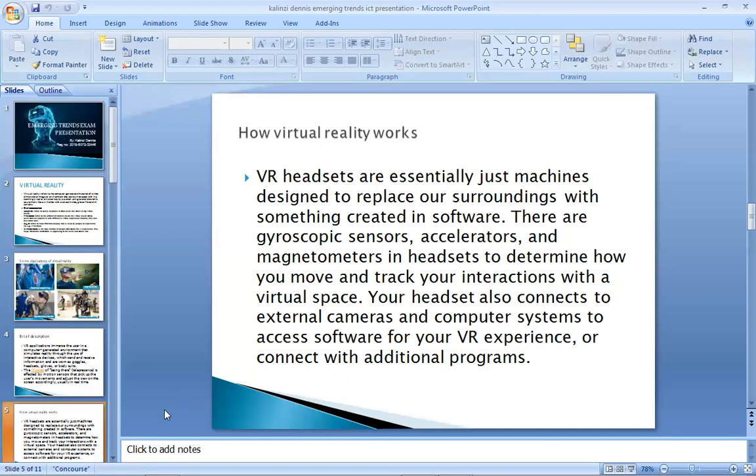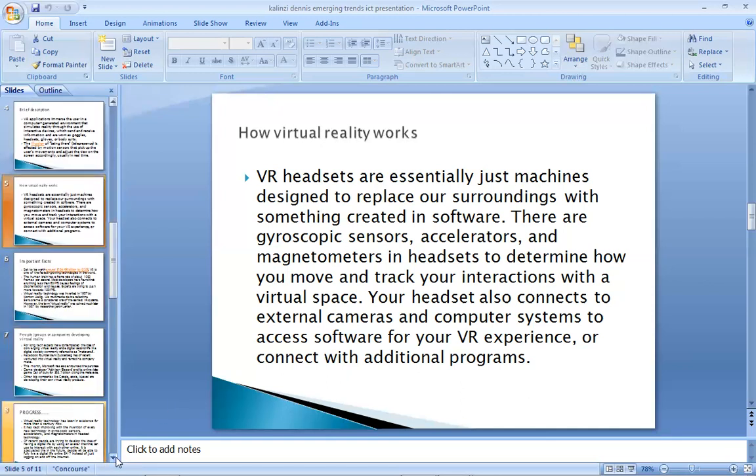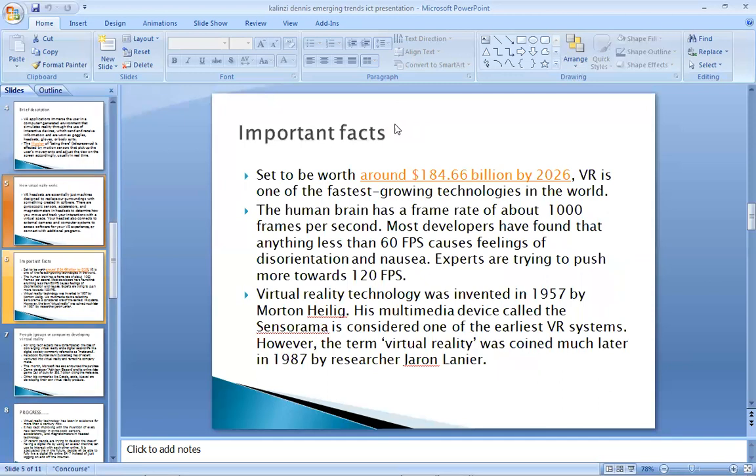The other thing that I'm going to discuss here on slide 6 is the important facts about virtual reality. Now, virtual reality is one of those good emerging trends that are estimated to take over the future of this technology world. It is said to be worth around $184.66 billion US by 2026 in investment. And it is one of the fastest growing technologies in the world.